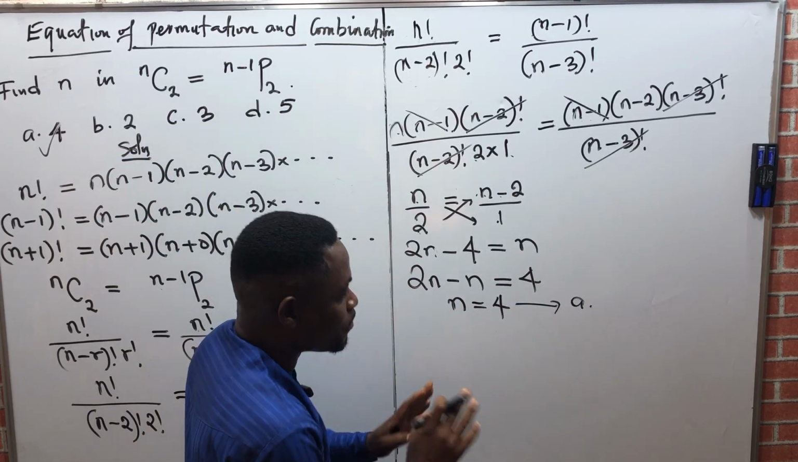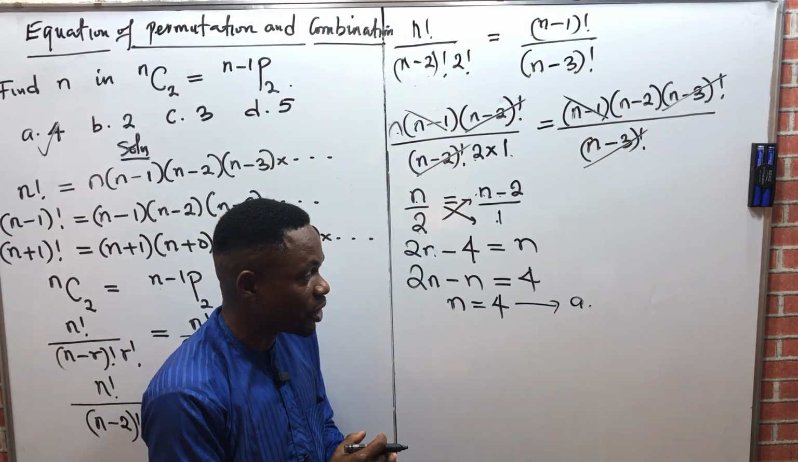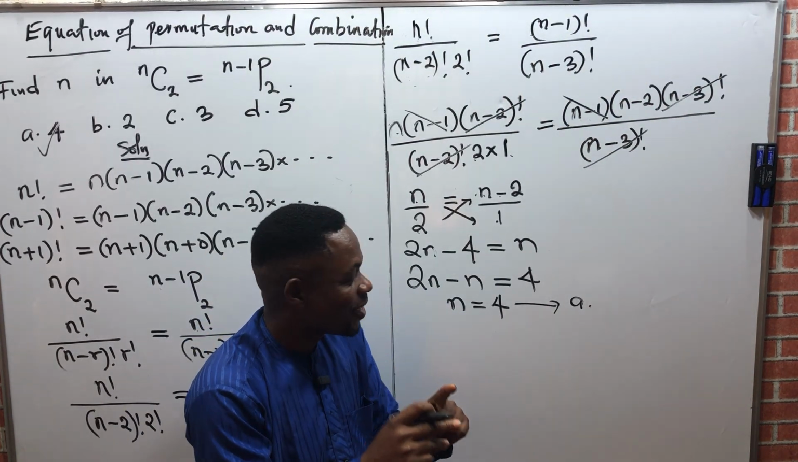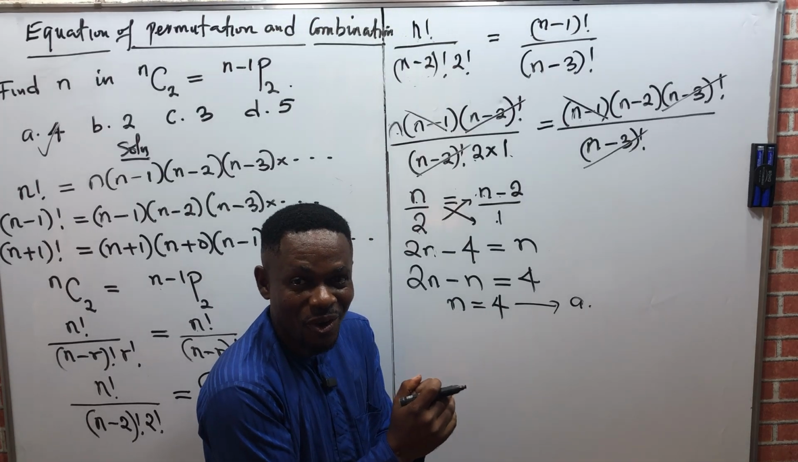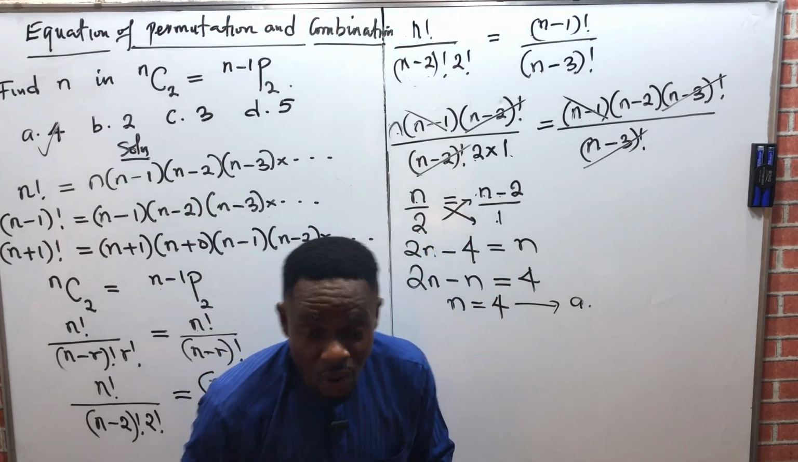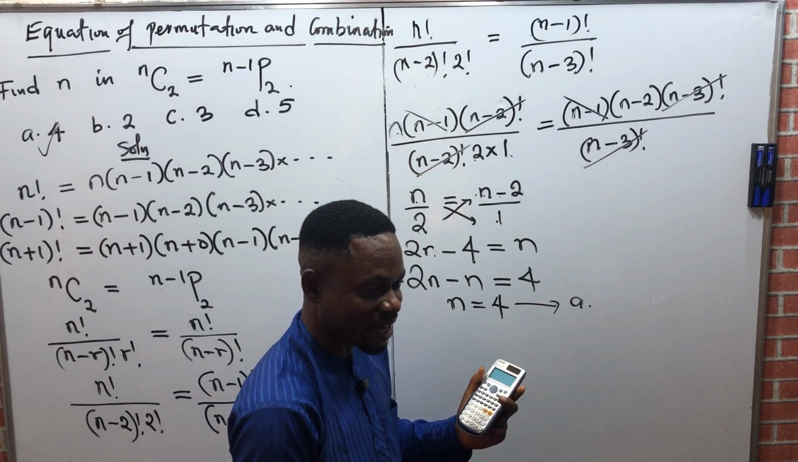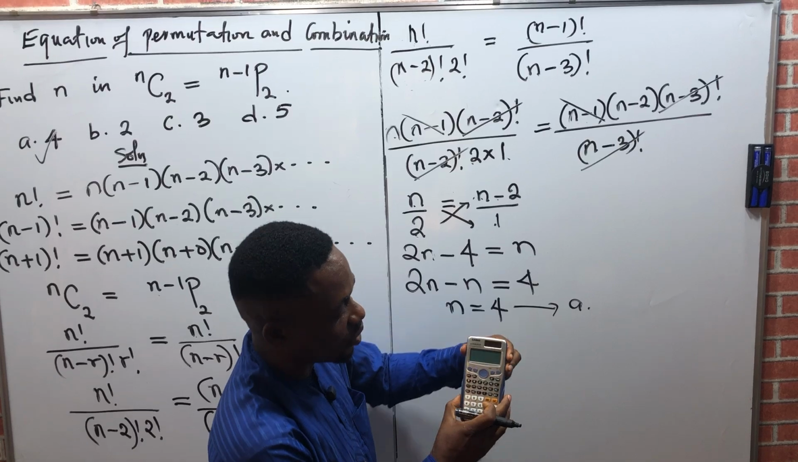This is the normal method of solving permutation and combination. But my concern now is to use the short method of solving permutation and combination for those that are writing a professional exam. Are you there now? Now I want you to observe this calculator with me.